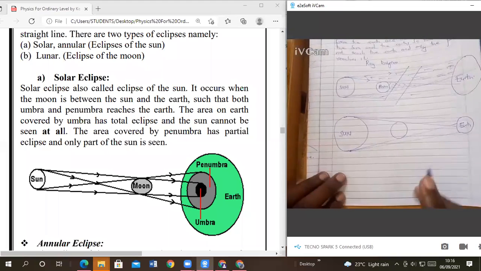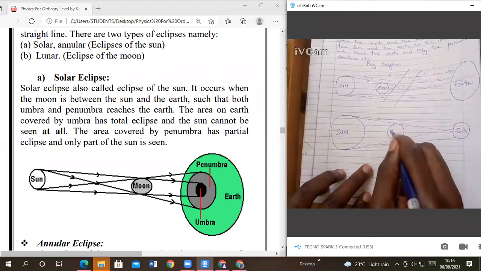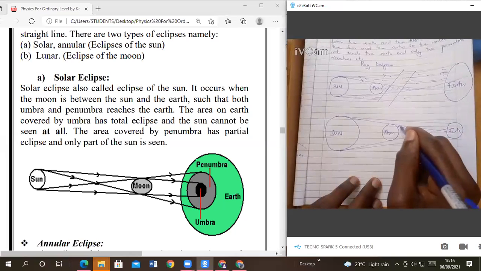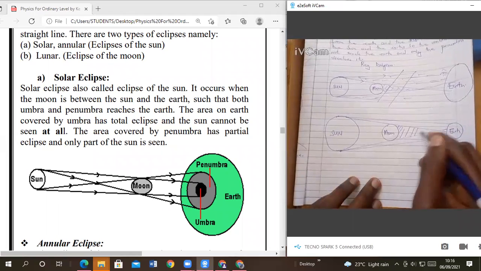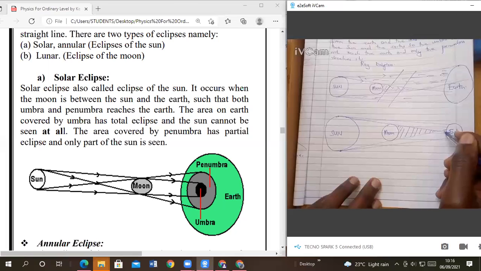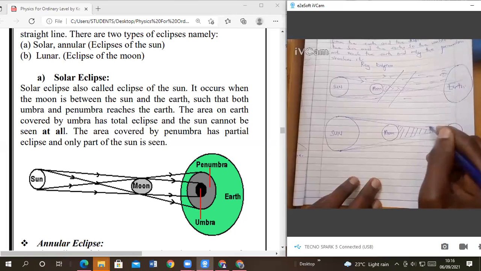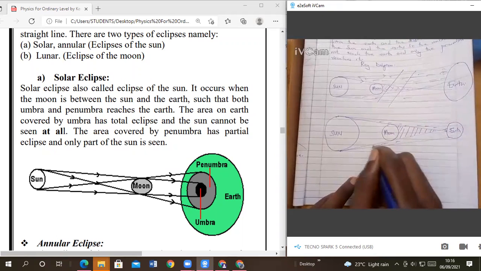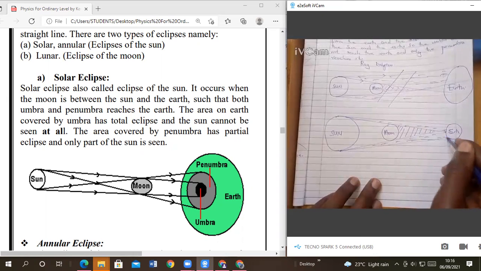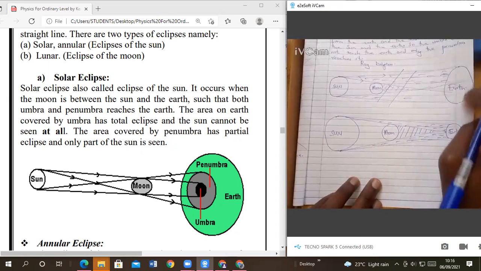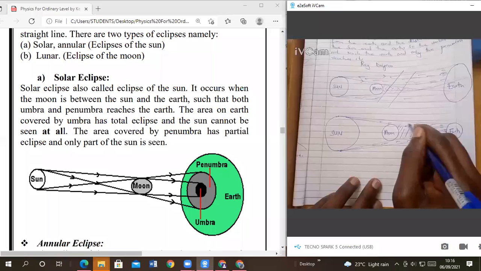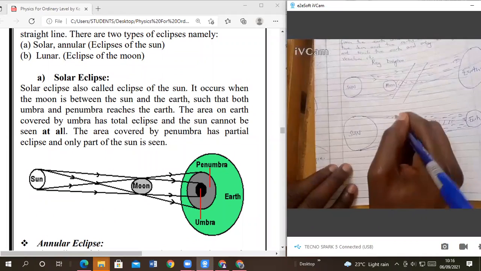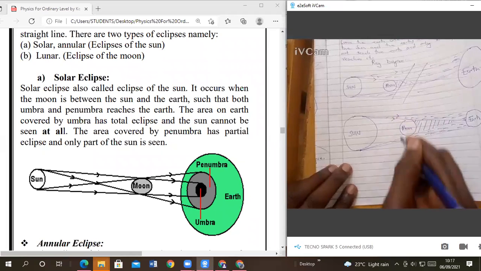So you can see clearly from our diagram, this is the moon. The umbra is not reaching the earth. Again, there's also a partial darkness there. So this one is better, please, because in the other one the earth seems to be bigger than the sun, which is not the case. Then don't forget to put the arrows.